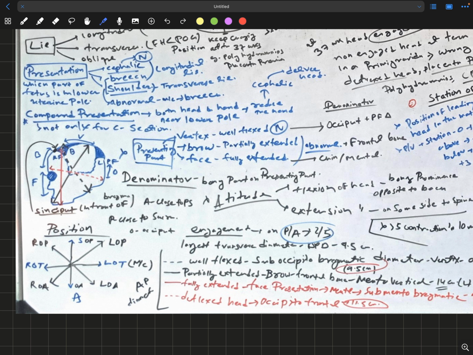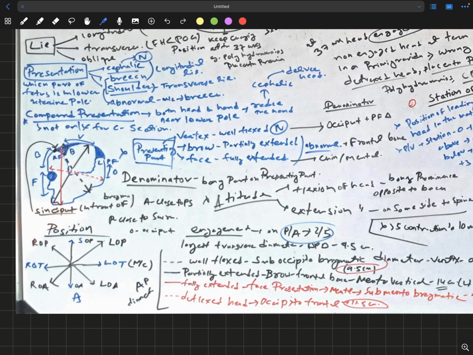Now for brow presentation, brow is an abnormal presenting part, so the denominator is the frontal bone. This is the bony part we are going to palpate. For vertex presentation the denominator is the occipital bone, the occiput. And for face presentation, that is a fully extended head, we will palpate the chin or mental bone. This is the denominator.